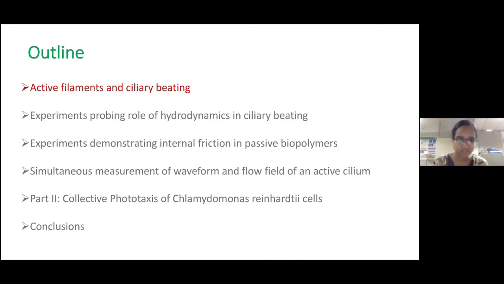In the second part, I will talk to you about phototaxis of single-celled algae. Phototaxis is essentially a stimulus-response kind of behavior where the cells run towards a source of light. This directed motion is controlled by ciliary beating in the sense that in pitch dark, the cells would be swimming in random directions. As soon as the light is switched on, the ciliary beating is controlled in such a way that the cells turn towards the source of light. And then I will conclude.